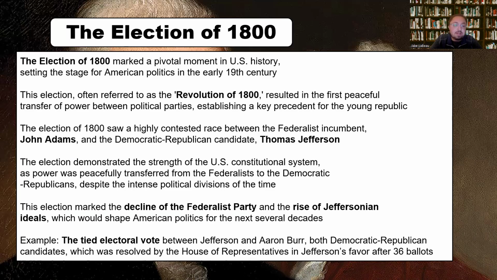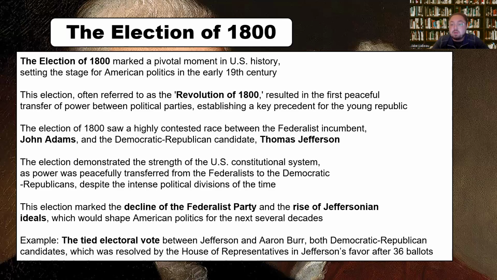So the tied electoral vote between Jefferson and Aaron Burr, who were both Democratic Republican candidates, was resolved by the House of Representatives in Jefferson's favor after 36 ballots. So the election of 1800 was not without controversy. Jefferson and Burr both are a part of the same party, and they received an equal number of electoral votes. So that threw the election to the House of Representatives, and they finally chose a president, who ended up being Jefferson. And so some political compromises needed to be made. So this election marked a decline too of the Federalist Party and the rise of these Jeffersonian ideals, which would shape American politics for the next several decades.